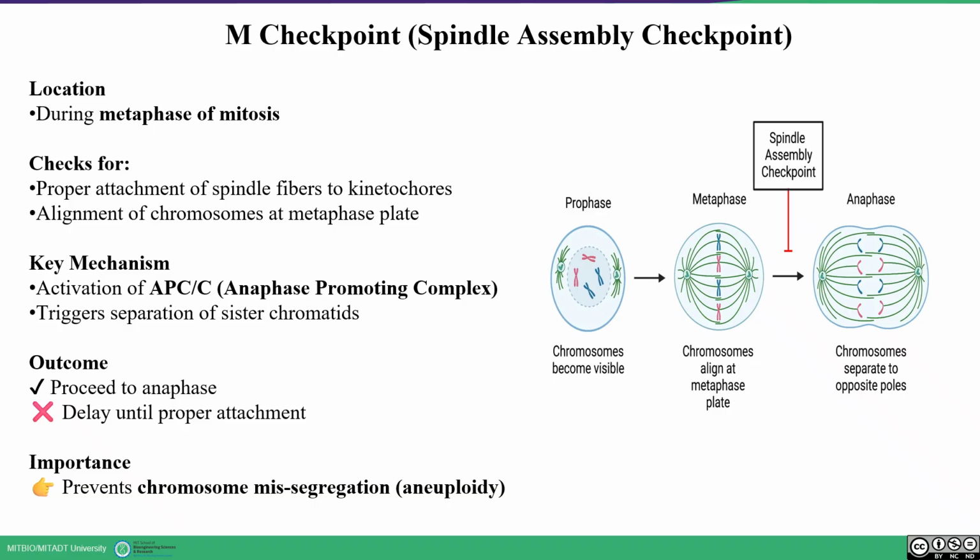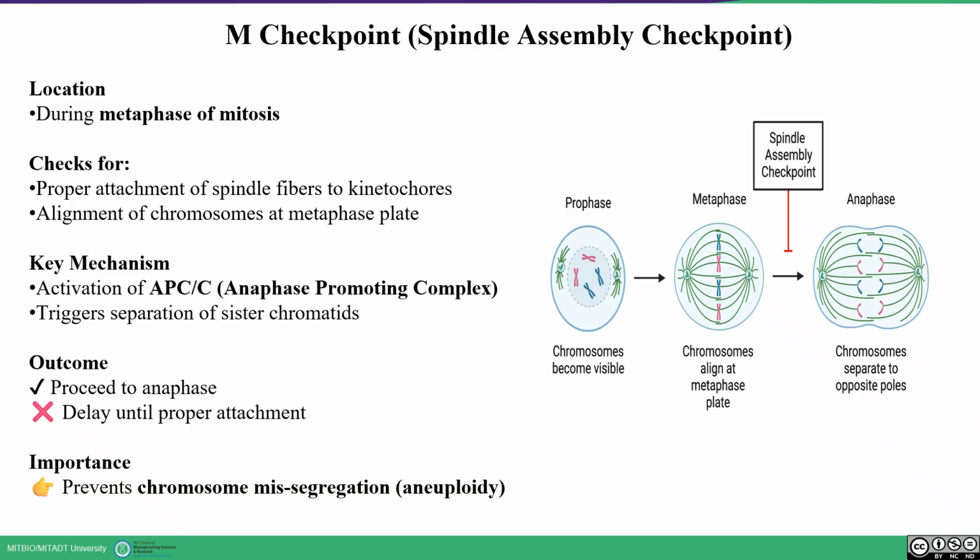This checkpoint is at the metaphase of mitosis, where spindle formation takes place. It checks for the proper attachment of spindle fibers to the kinetochores. You can see here, this is prophase, and this is metaphase. At metaphase, chromosomes align at the metaphase plate and there is spindle assembly.